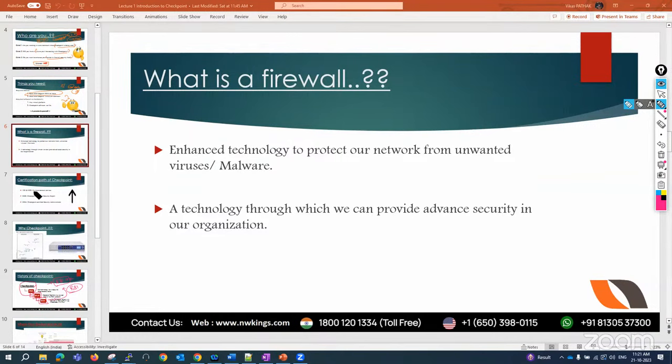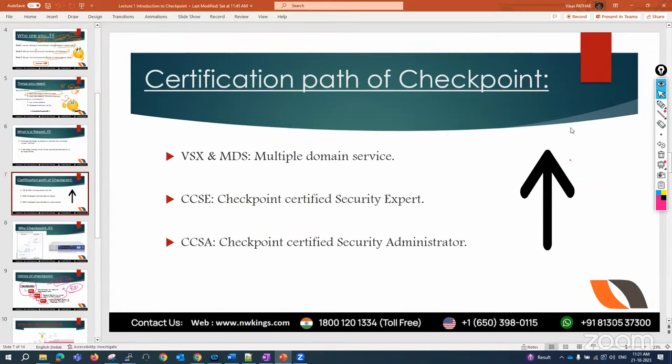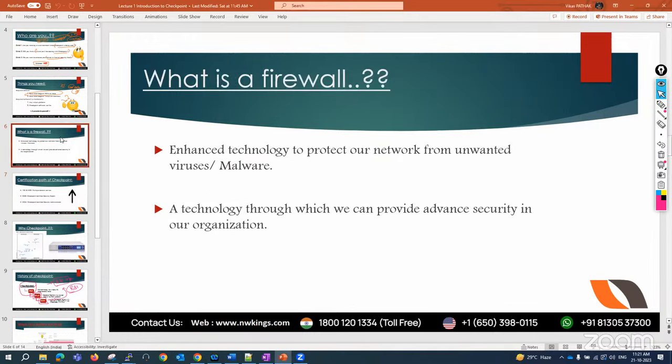For example, here you can see after the CCSA, you have VSX and MDS. These are not part of our syllabus, but definitely I will be discussing these two also. So we will be discussing a lot of things about Checkpoint. Don't worry about it. Okay. Thank you.